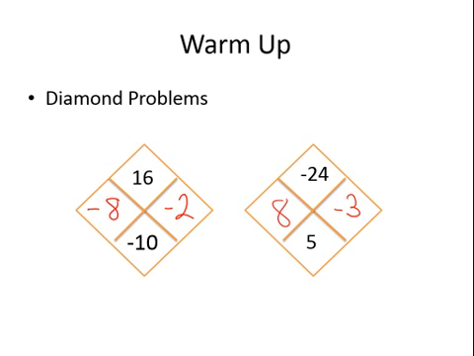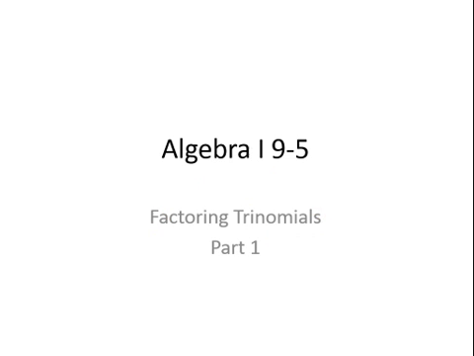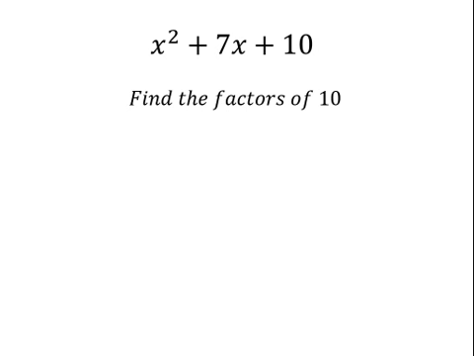Now, these diamond problems are going to come into play when we deal with this section, because this section is factoring trinomials, part 1. Okay, we're dealing with what's called the a value is equal to 1. They're fairly simpler, but they're still not super simple. So let's start this way. We're going to do it showing it without the diamond problem first, but then all the other ones that follow are going to be using diamond problems.